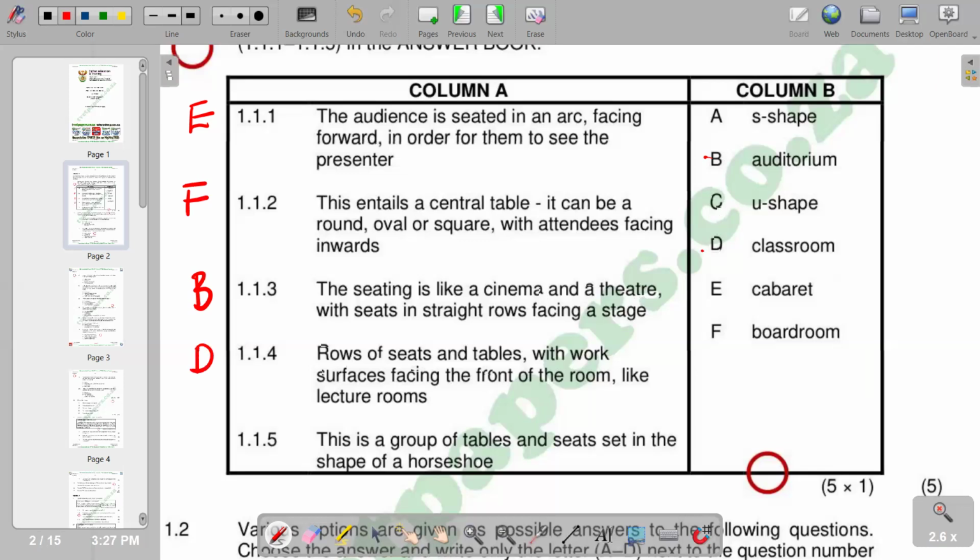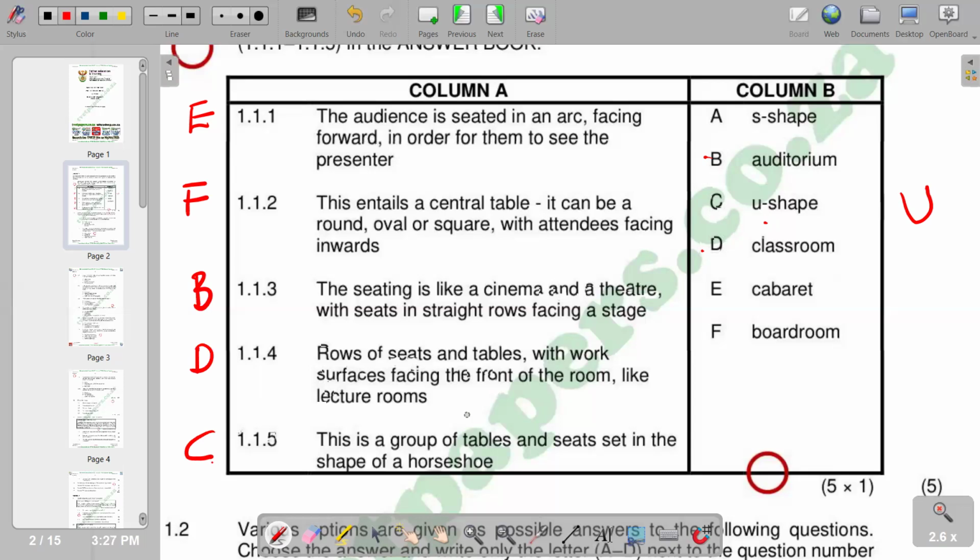And number five, this is a group of tables and seats set in the shape of a horseshoe. Of course, a horseshoe, remember, it is sort of a shape like this. So in that case, you'd see that the correct one that we have is a U shape, which we have in this part, which is C as our correct answer.